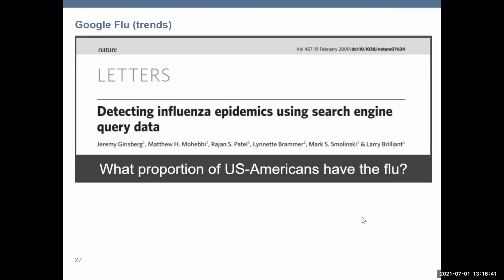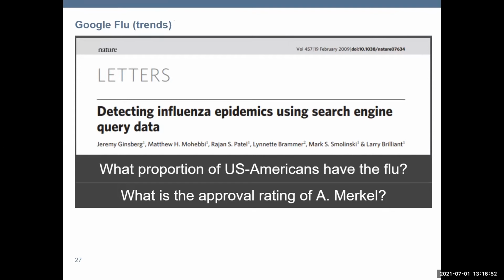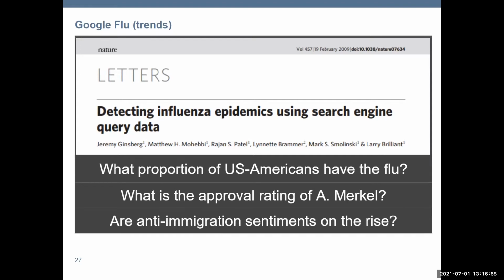So that's the question they asked. But of course, many of you are not epidemiologists. I cannot say that word. You're not interested in the spread of epidemics. That question could be asked in the same way, and has been asked, in many, many different settings as well, for example, what's the approval rating of a politician, or what's the anti-immigration stance in a specific population. But we're using this as an example because it's quite popular, very nice to show what can happen, what can go wrong, and what is really possible with this kind of data.